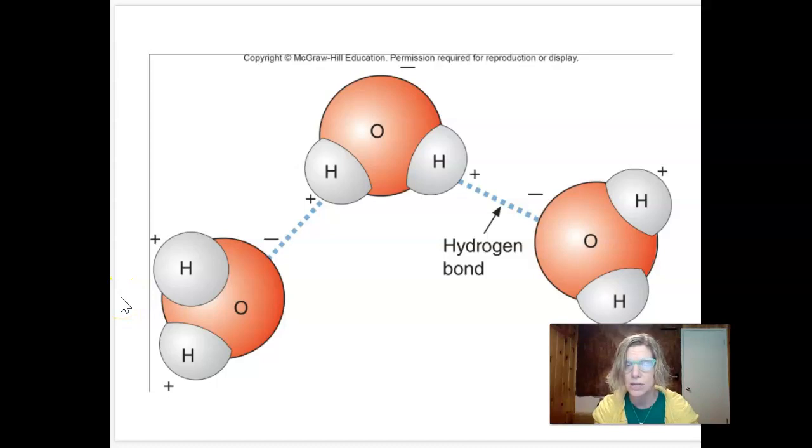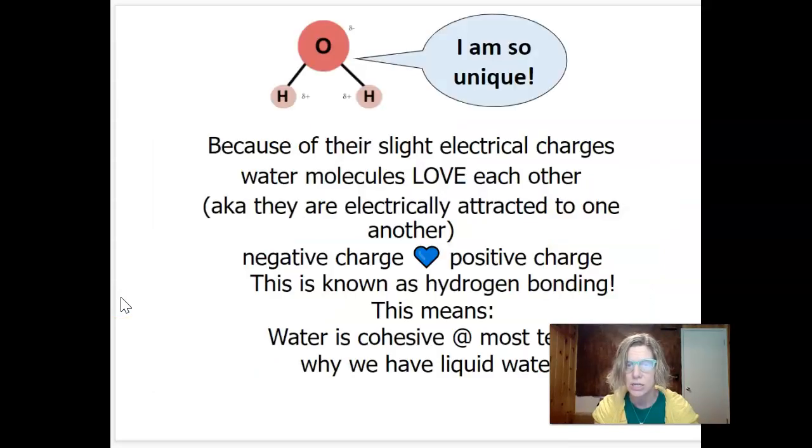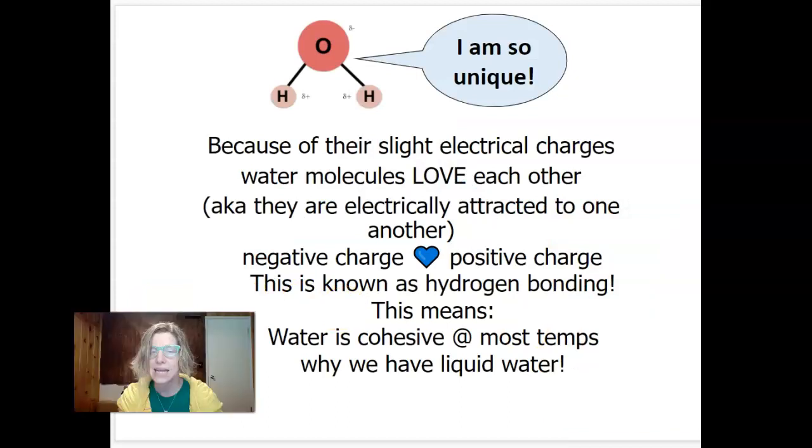And this is shown here with that positive and negative attraction. So because of their slight electrical charges, it means that water molecules just love each other. They just want to be together. They're electrically attracted to one another. The negative charge is going to be attracted to the positive charge, and this is known as hydrogen bonding. And it means that it's cohesive at most temperatures, and that's why we have liquid water.